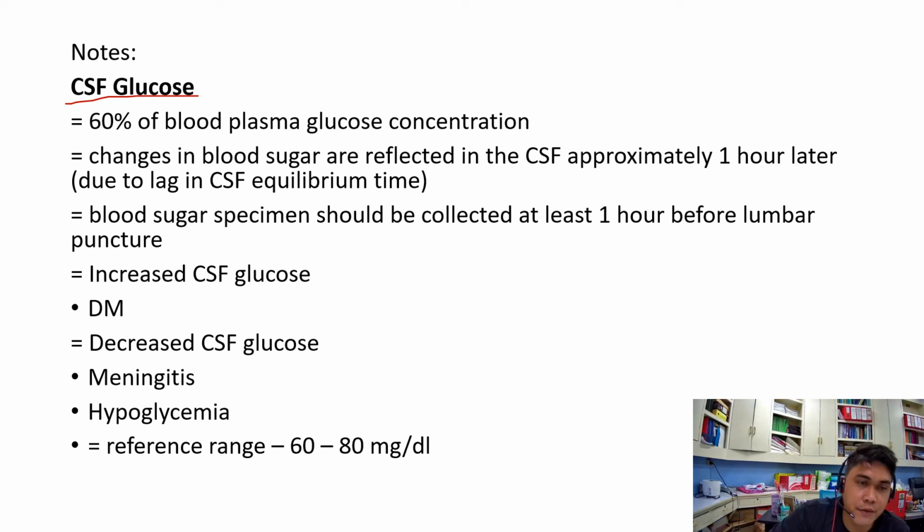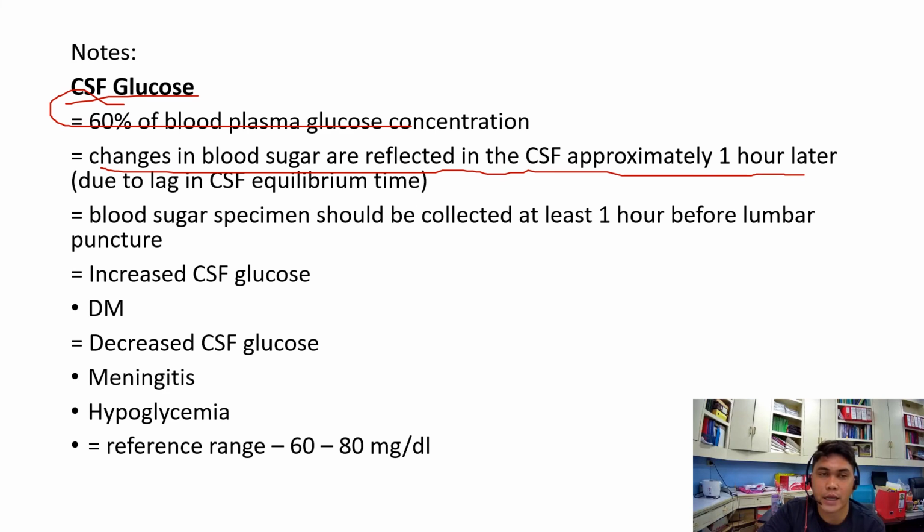Next, CSF glucose. CSF glucose is 60% of plasma glucose concentration. Changes in blood sugar are reflected in the CSF approximately 1 hour later due to lag in CSF equilibrium time. Blood sugar specimens should be collected at least 1 hour before lumbar puncture, because of the delay or lag in the equilibrium of CSF glucose and blood glucose level.